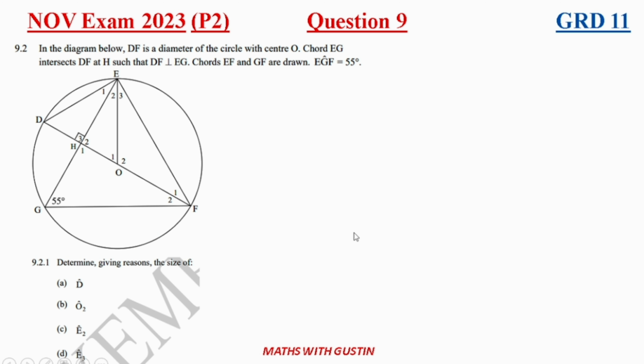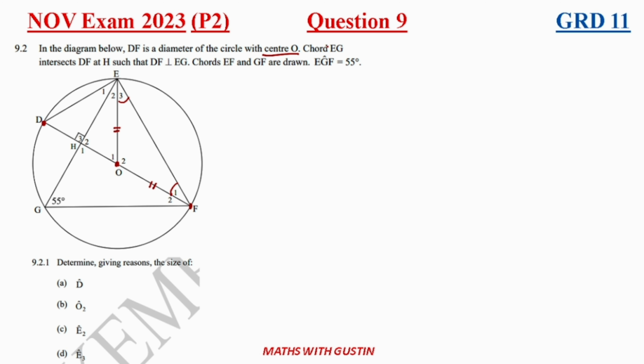All right, 9.2, they said in the diagram below, DF is the diameter. We see DF there is the diameter, and then O is the center of the circle. So if this is the center, guys, I always tell my learners, if they speak of the center, you must somewhere clearly look for the radius. So here it's a radius. Therefore here it's also a radius, which makes E3 and F1 equal as well. All right, and then we can also see DO is also a radius.